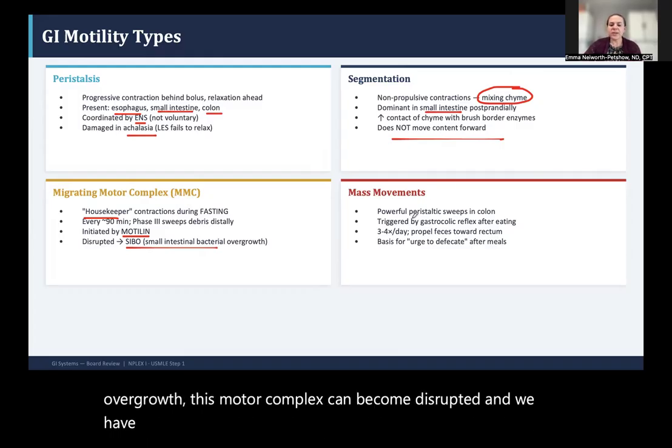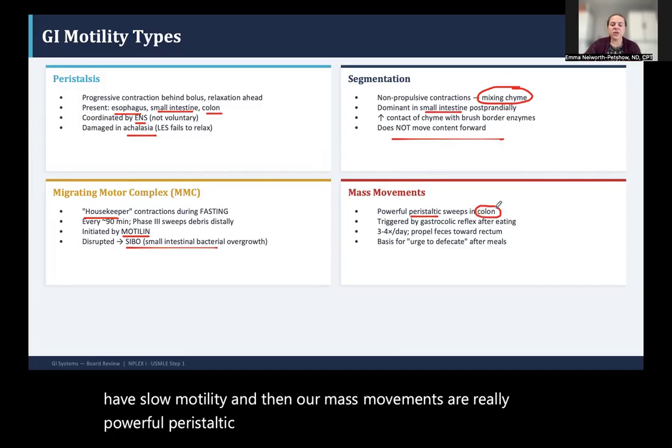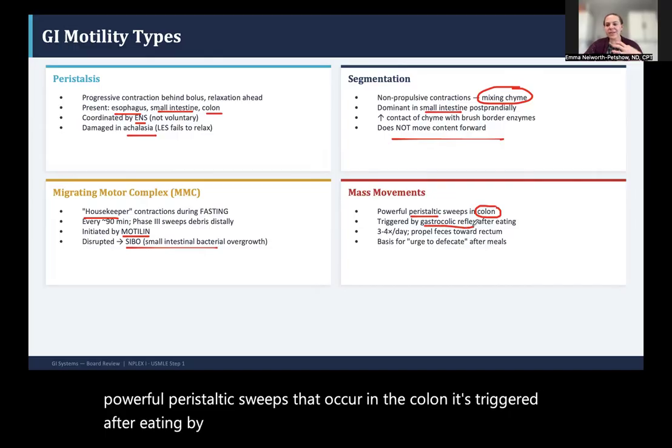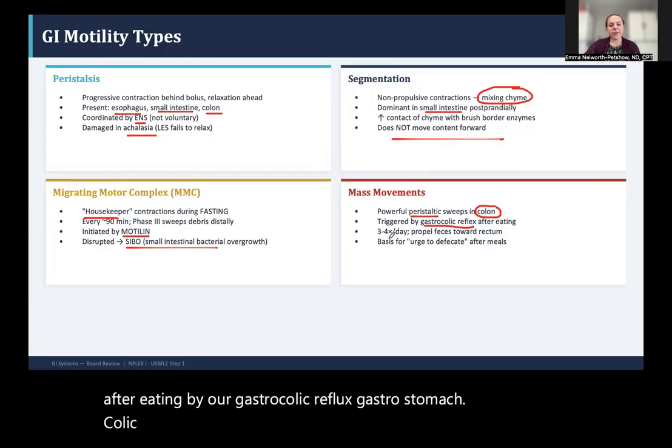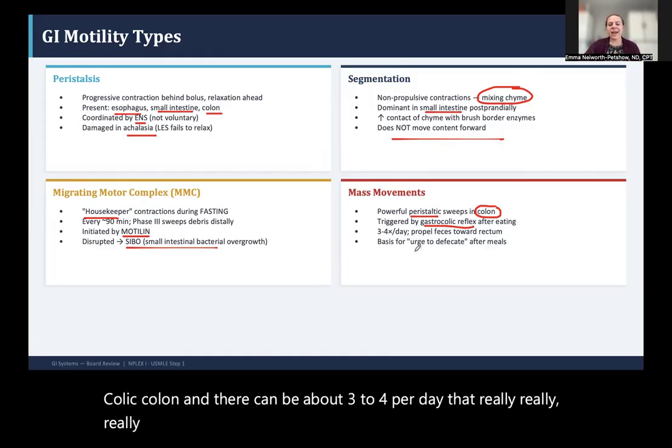And then our mass movements are really powerful peristaltic sweeps that occur in the colon. It's triggered after eating by our gastrocolic reflex, gastro, stomach, colic, colon. And there can be about 3 to 4 per day that really push feces towards the rectum. And it's the urge to defecate that can occur after meals.